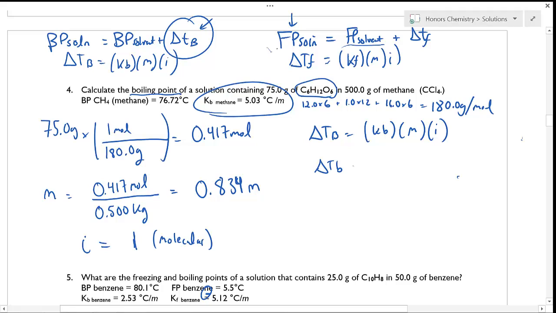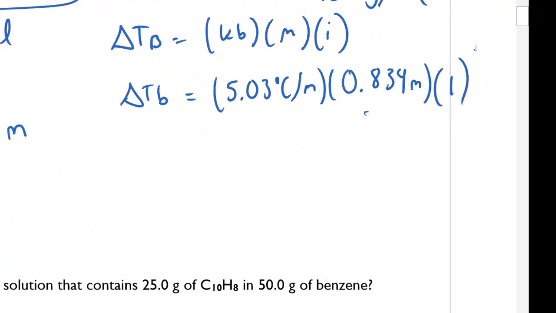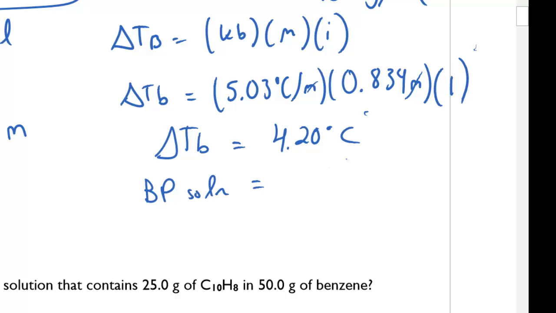So my change in boiling temperature is equal to 5.03 degrees Celsius per m times my molality, which I calculated before, 0.834, and my van't Hoff factor was 1, unitless. When I plug this in, molality, moles per kilogram, cancels, leaving me with units of degrees Celsius, and so my change in boiling temperature ends up equaling 4.20 degrees Celsius.